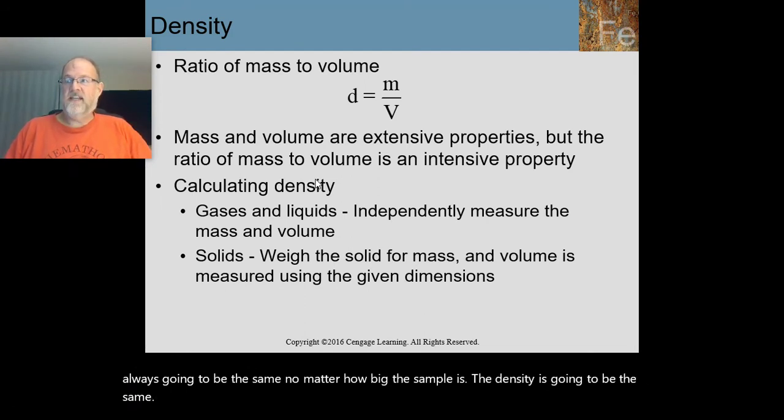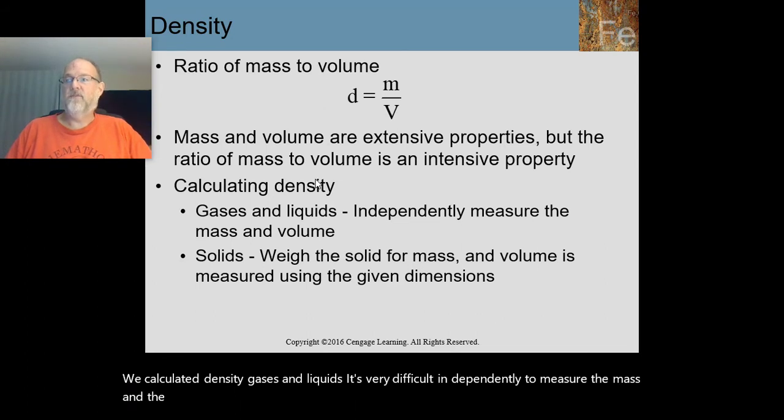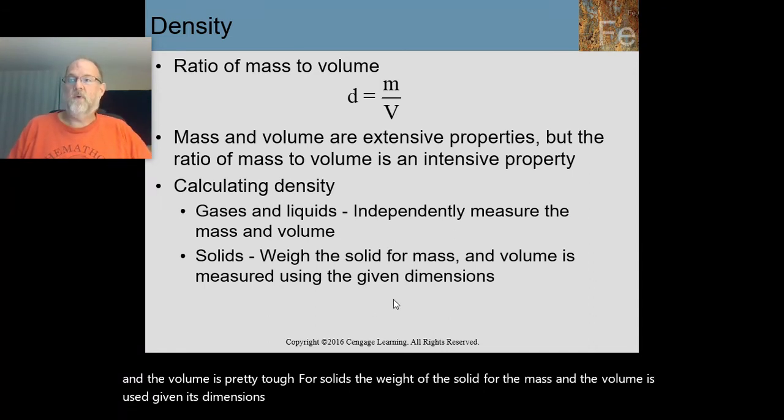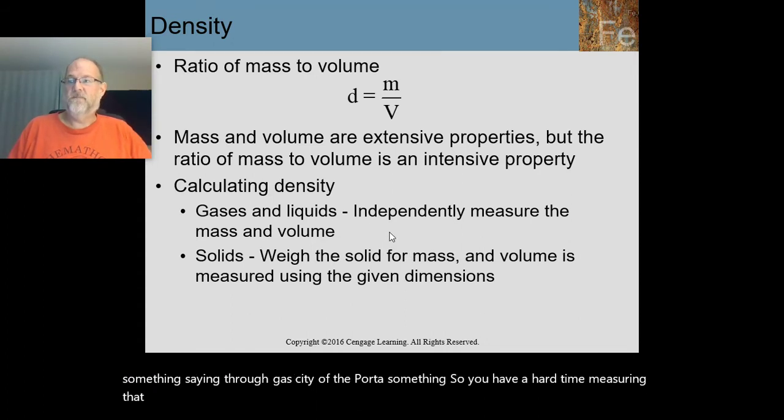When calculating density, for gases and liquids, it's very difficult to independently measure the mass and the volume. It's pretty tough. For solids, the weight of the solid is used for the mass, and the volume is found given its dimensions, usually length, width, height. But liquids, obviously, you have to pour into something. Same thing with gases, you have to pour into something. So you have a hard time measuring that volume really easily.